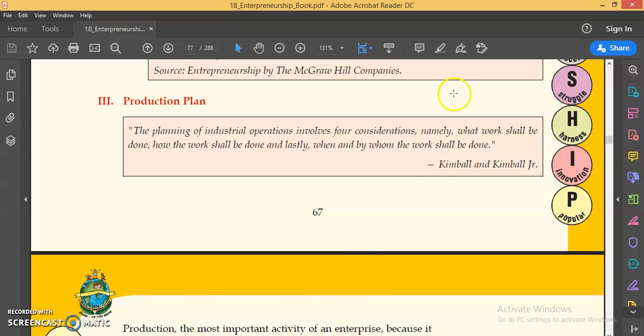See, according to Kimball and Kimball, the planning of industrial operations involves four considerations, namely, what work shall be done, how the work shall be done, and lastly, when and by whom the work shall be done.